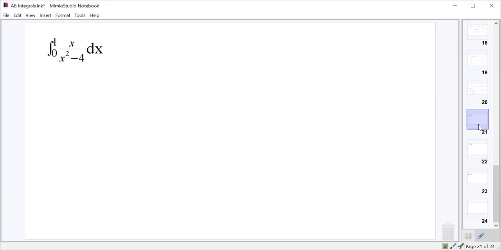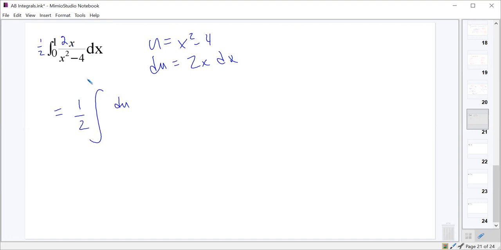In the denominator, go u equals x squared minus 4. Okay, u equals x squared minus 4. What does that mean du is equal to? 2x dx. And so we'll need to put in a 2 up here and a 1/2 on the outside. So we got 1/2 the integral of, in the numerator, 2x dx, which is du. And in the denominator, I have u.